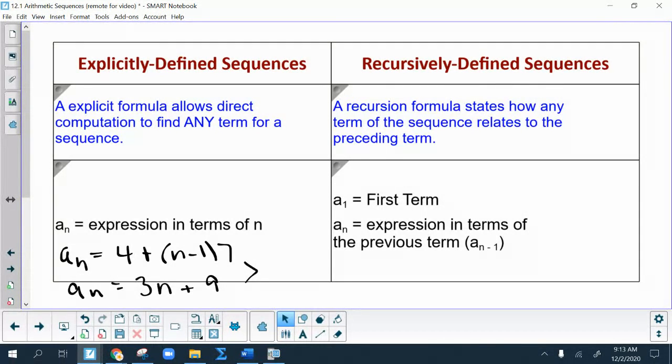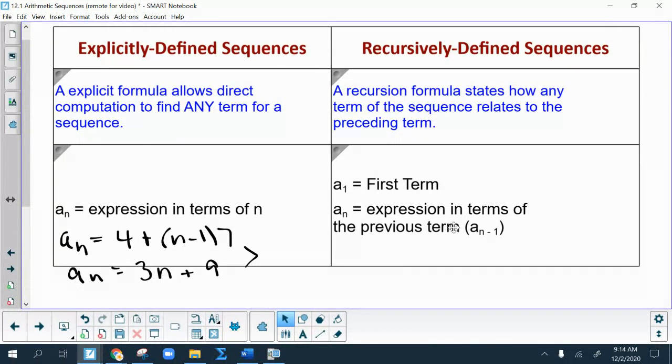A recursively defined sequence is required to have the first term written down, first of all, and it also then requires you to write it in terms of the previous term, which we call the previous term a sub n minus 1. So for instance, a formula for a recursively defined sequence might look like this. A sub 1 equals 4, and a sub n equals a sub n minus 1 plus 7.